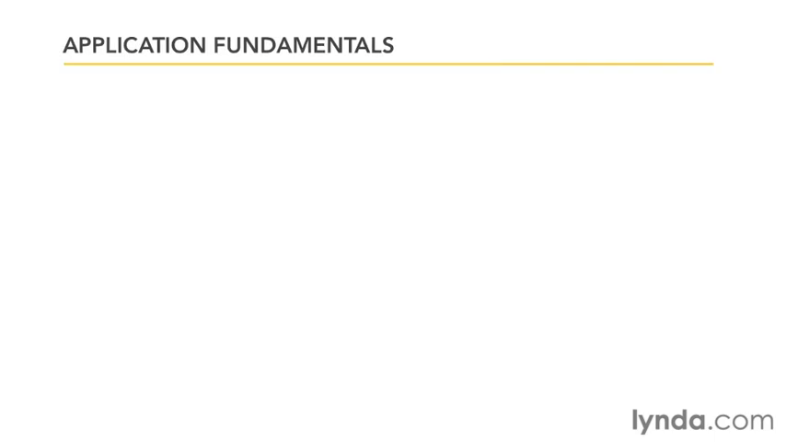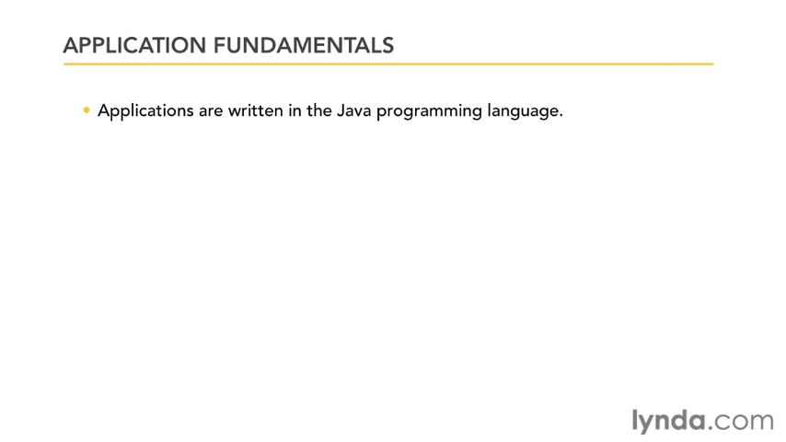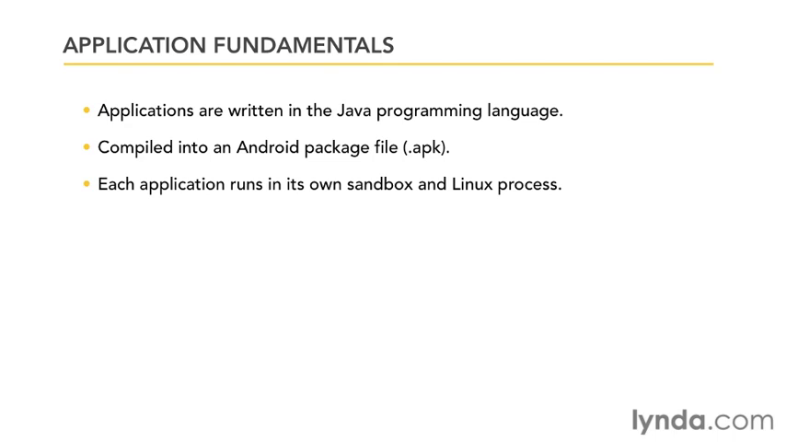So let's look at some application fundamentals. Obviously, Android applications are written in the Java programming language. When you write your application and compile it, you compile it into an Android package file, which is a .apk file. This APK file is the file that you upload to the Android market or the Amazon App Store in order to distribute to everybody with devices. Each application runs inside of its own sandbox, protected and isolated from other applications, and they also run in their own Linux process.